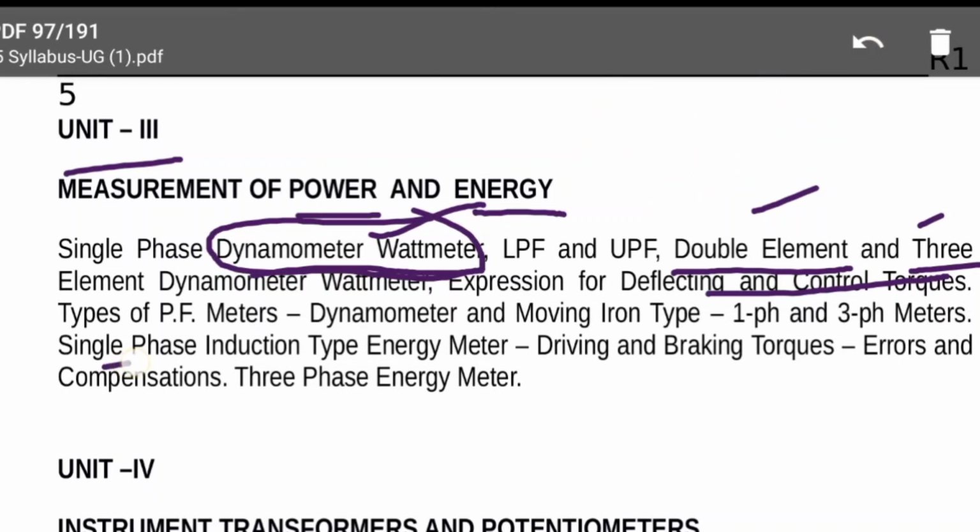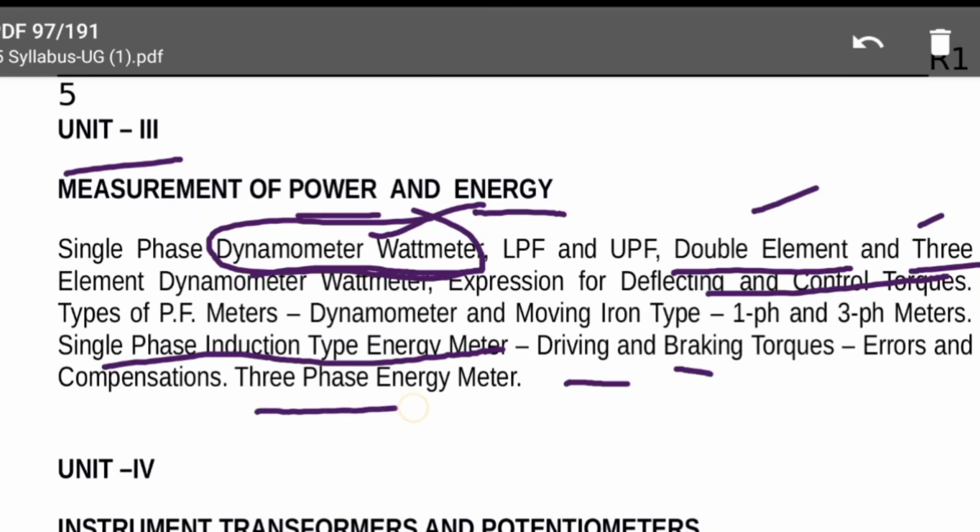Coming to energy meter. In energy meter you will get single phase induction type energy meter, 3-phase energy meter also. If you understand single phase induction type energy meter, you can easily answer single phase energy meter. What are the parts? Driving parts, braking parts, and what is the braking torque, driving torque equation? In energy meter, driving torque is proportional to energy.